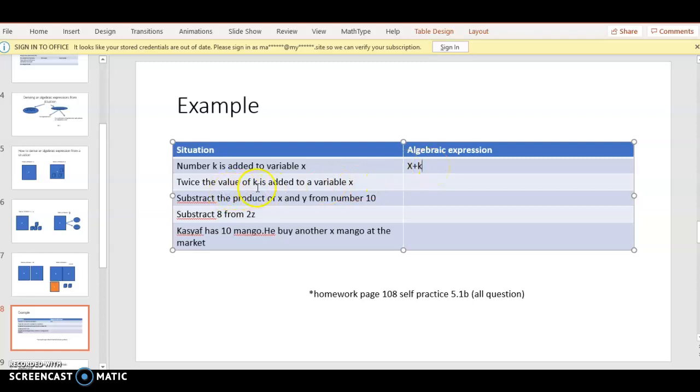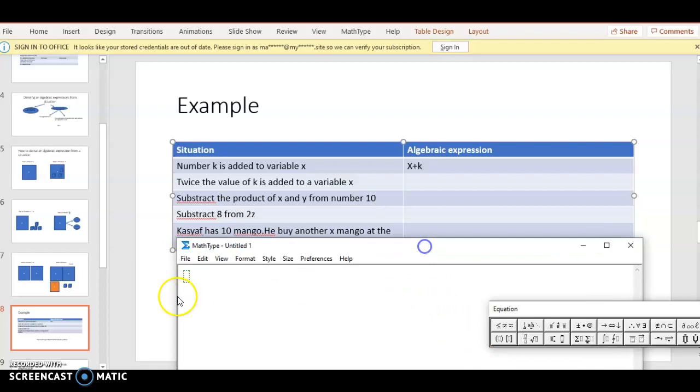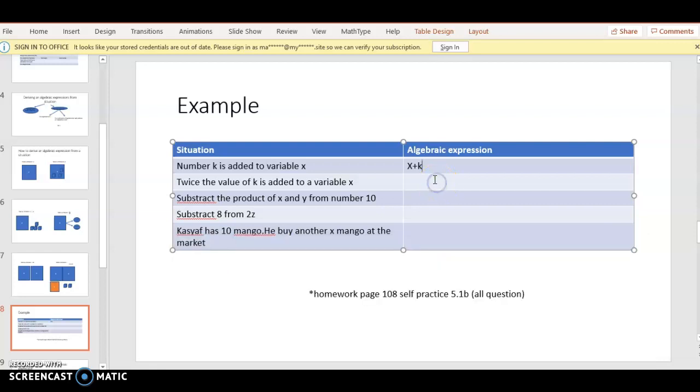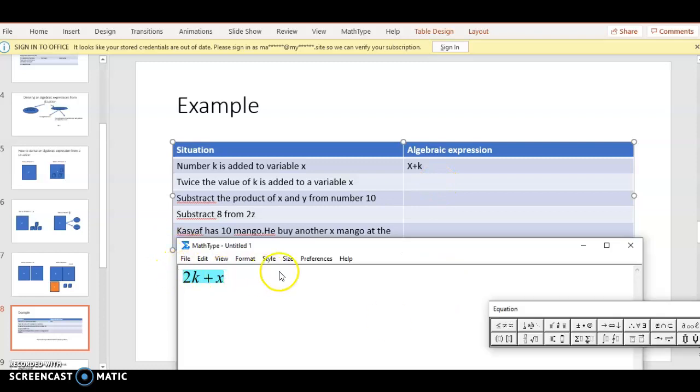Twice the value of k is added to variable x. What do we mean by twice the value of k? I use MathType here. You have 2 of the value of k, and then we add it with x. So we will get 2k plus x. I try to put it here.